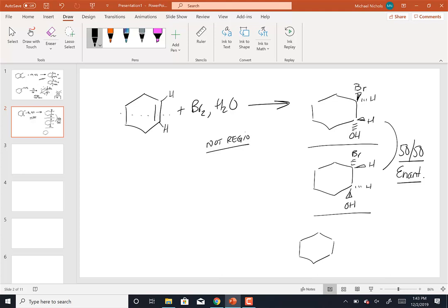Now, let me take a step back. Does that make sense to everybody that those two are enantiomers? So it doesn't matter which one you write, you don't have to write both of them, because it's understood that the other one's going to be there. Is this reaction stereoselective?